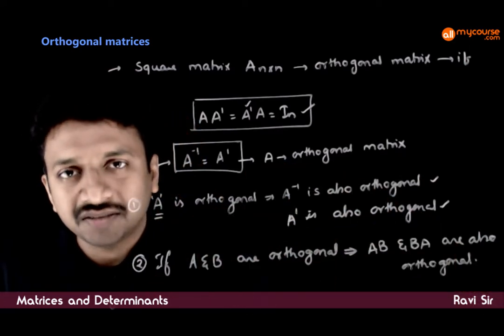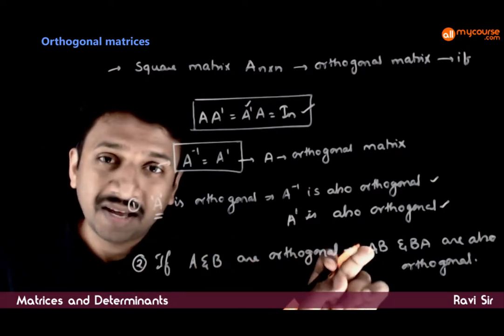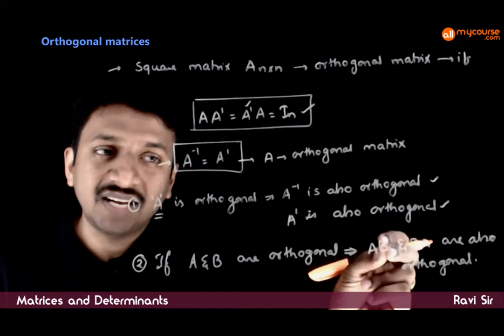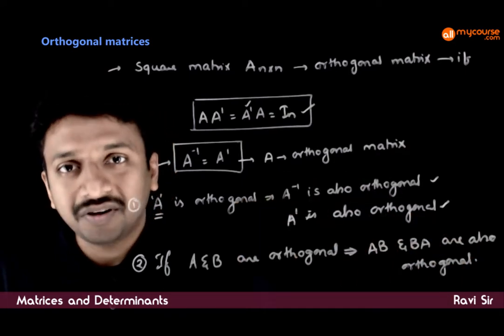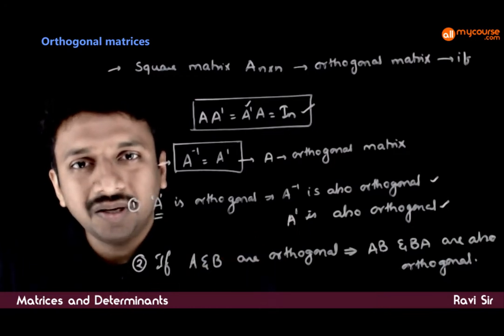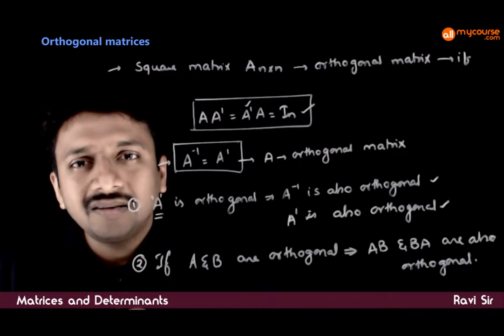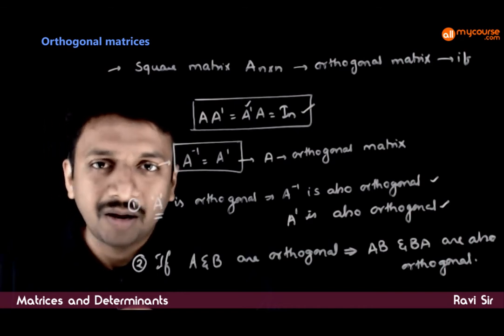You can prove this very easily, so we'll do it as part of a question. If A and B are orthogonal, then both AB as well as BA are also orthogonal matrices. So these are the things that you need to know about orthogonal matrices so that you can solve problems very easily.